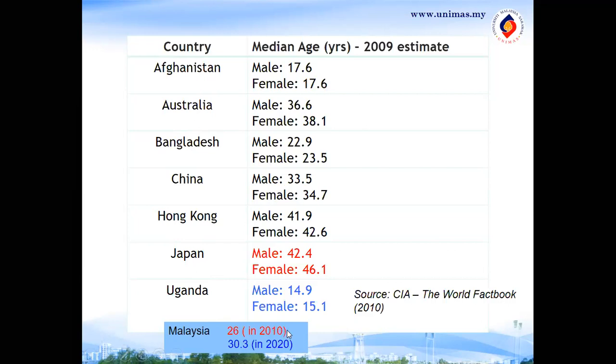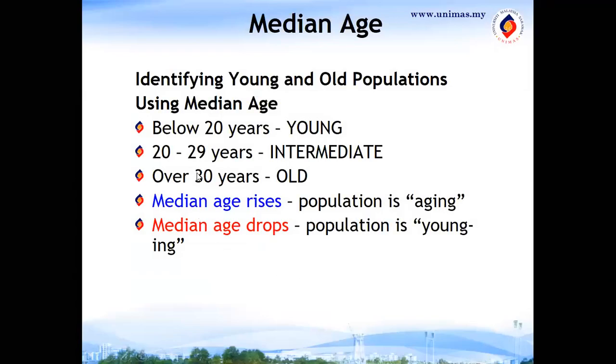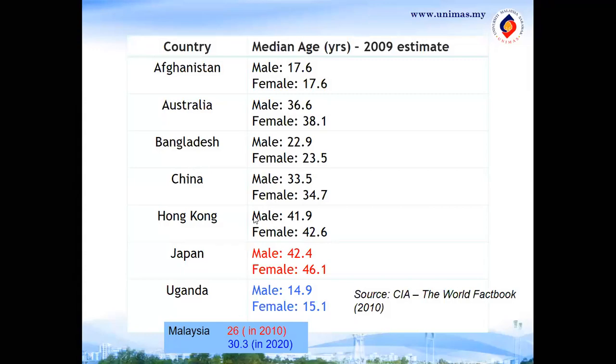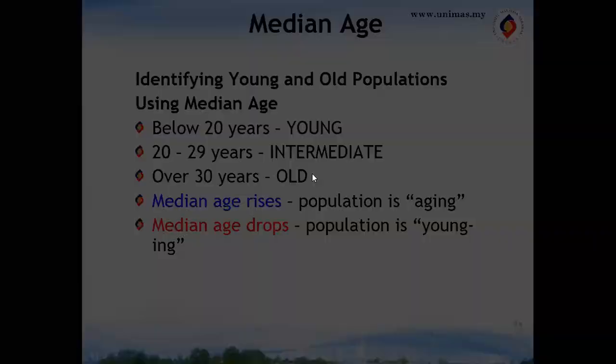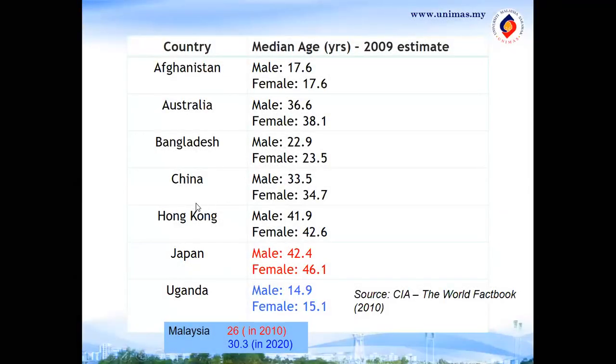dari segi, if you look back at the scale tadi kan, are we old or young? There we are. Kita tadi 26, 30. We are about here. We're not old yet. We are at the intermediate stage. So negara seperti Afghanistan, Uganda dengan Bangladesh is considered as a young population. Okay, boleh faham?